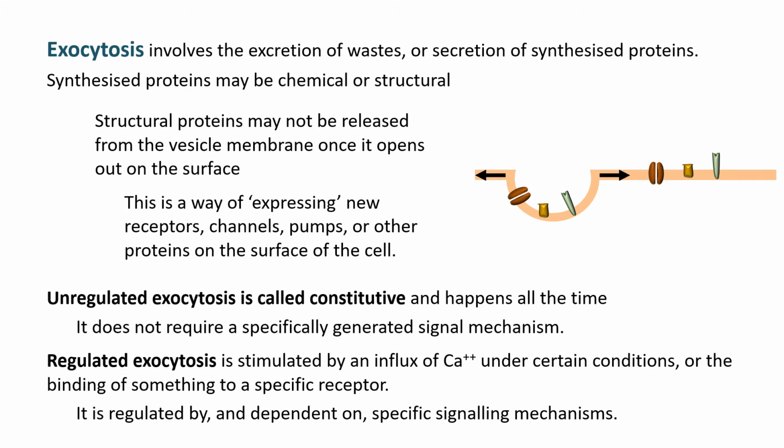Regulated exocytosis is something that we intentionally stimulate through signaling processes. So there will be a signal process, often that will cause the release or the influx of calcium within the cell. Calcium stimulates exocytosis by interacting with the cytoskeleton. So often an influx or a release of calcium within the cell will stimulate regulated exocytosis. We just need a signaling mechanism to release that calcium.